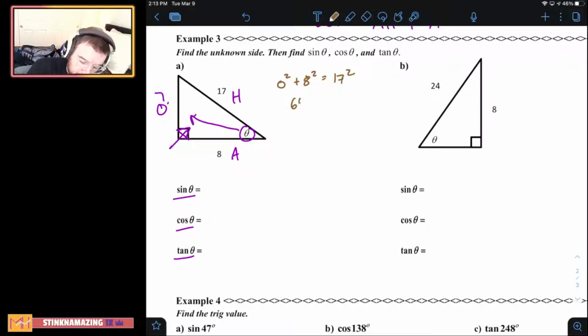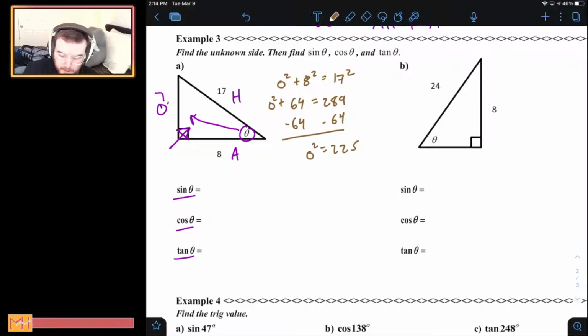So O squared, sorry, plus 64 equals 289. Subtract the 64, and you end up with 225. And you take the square root. The square root of 225 is 15. So, okay, that side is 15.